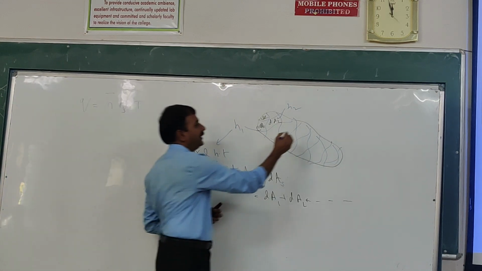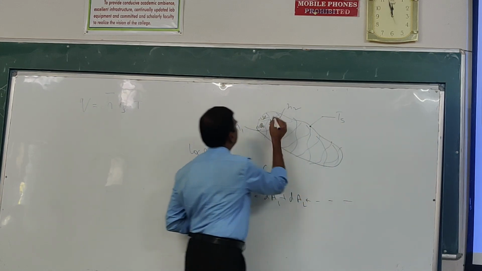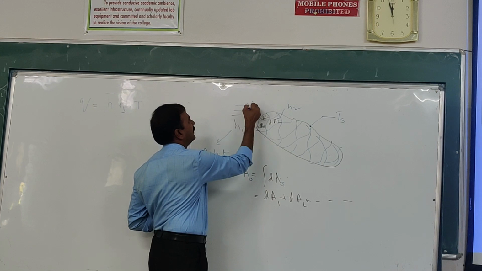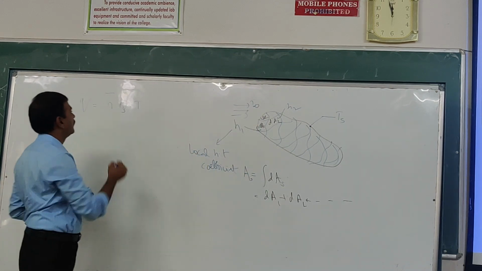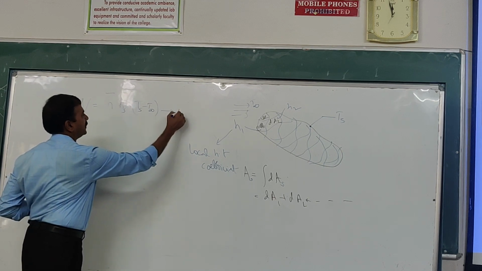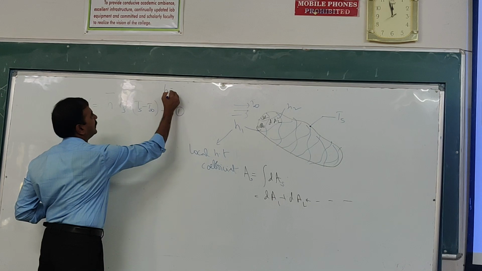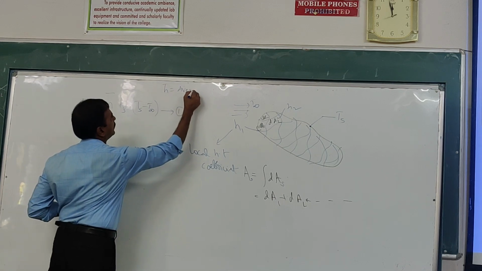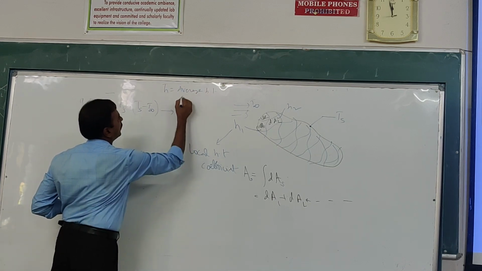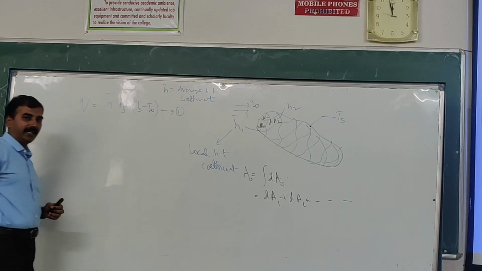So AS into the body's surface is at Ts and the surroundings are at T infinity. So therefore this is Ts minus T infinity. Let us assume this is equation 1, where h bar is the average heat transfer coefficient over the entire body.